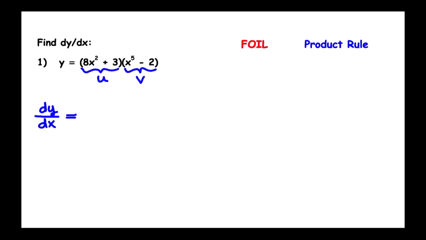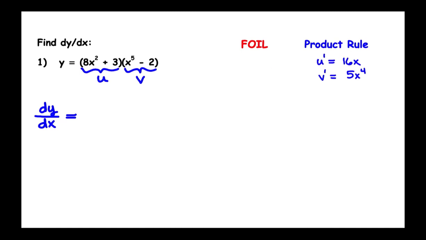U prime, I'm going to write these over here just so I have a record of them. It's a good habit when the problems get harder. U prime is simply going to be 16x. And V prime is going to be 5x to the fourth. I'm going to make them a little bit smaller and move them out of the way. Okay, there we go. All right, ready?